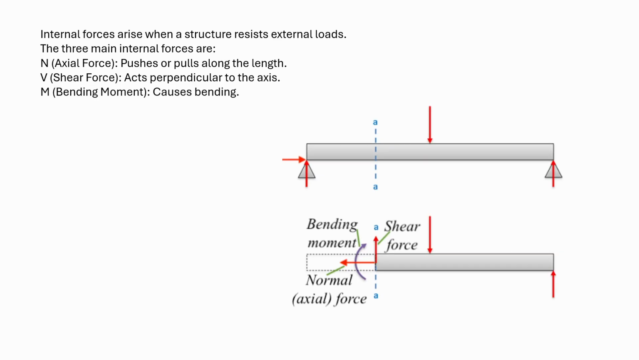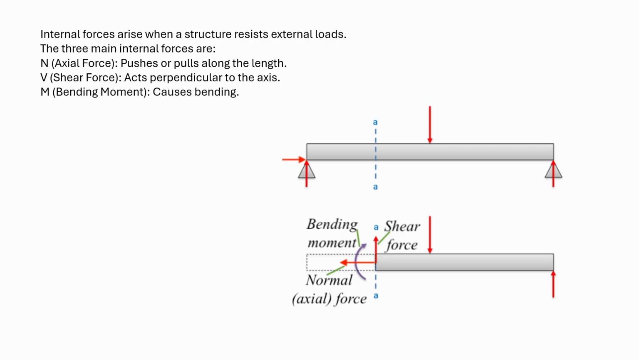So internal forces arise when a structure resists external loads. So what is an external load? External load, we have, for instance, live load on the bridge due to trucks or cars. Then we have live load on a pedestrian bridge due to pedestrians. Then we have snow, we have wind, earthquake, etc. So all of these belong to external load.